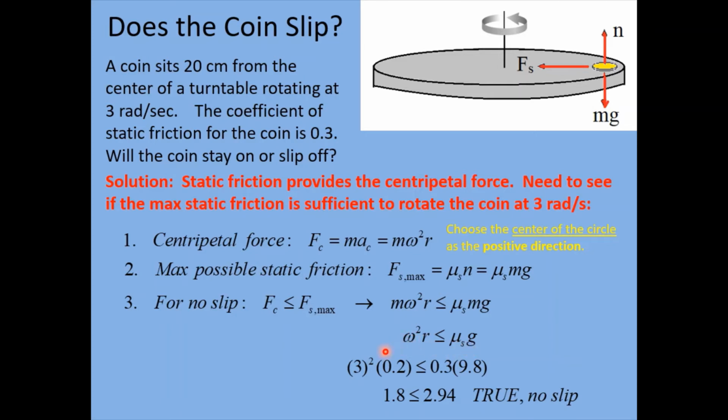So let's plug in our numbers. Omega is 3, r is 0.2, mu is 0.3, and g is 9.8. On the left side, this turns out to be 1.8. On the right side, this turns out to be 2.94. So this condition is true. 1.8 is less than 2.94, so therefore there is no slippage. The coin does not slip off the turntable.